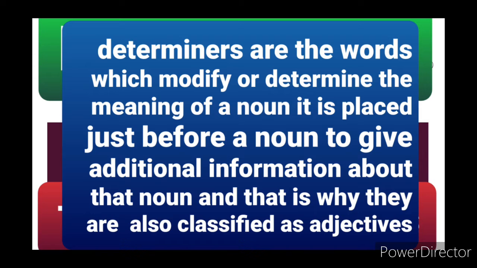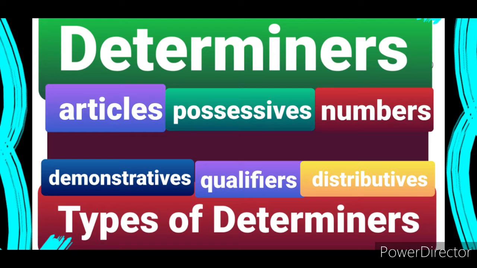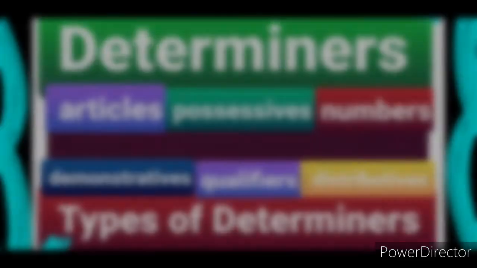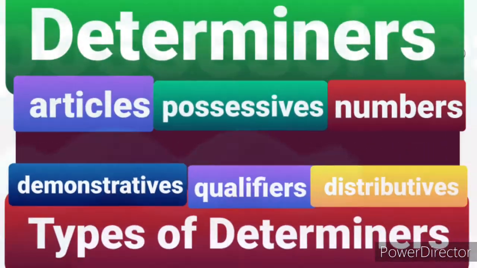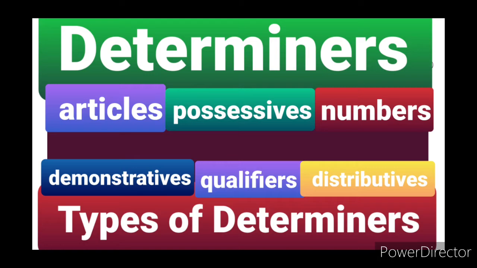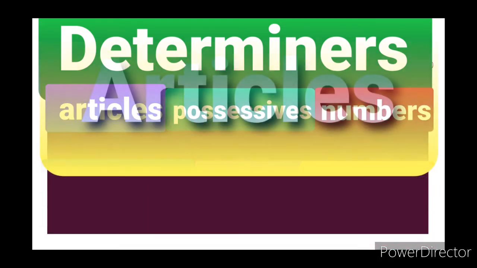Now let us understand the types of the determiners. So first, there are 6 types of determiners. First is articles, second is possessives, third is demonstratives, fourth is quantifiers, fifth is numbers, and sixth is distributives. Let us understand these one by one.